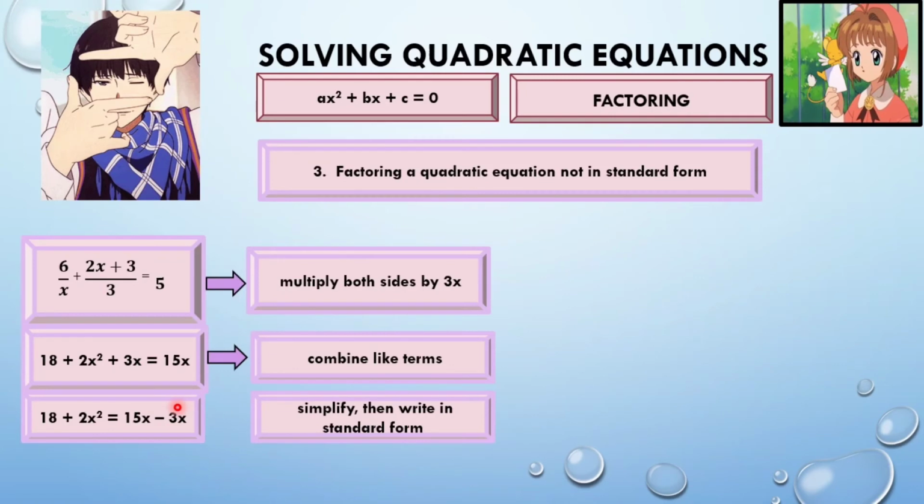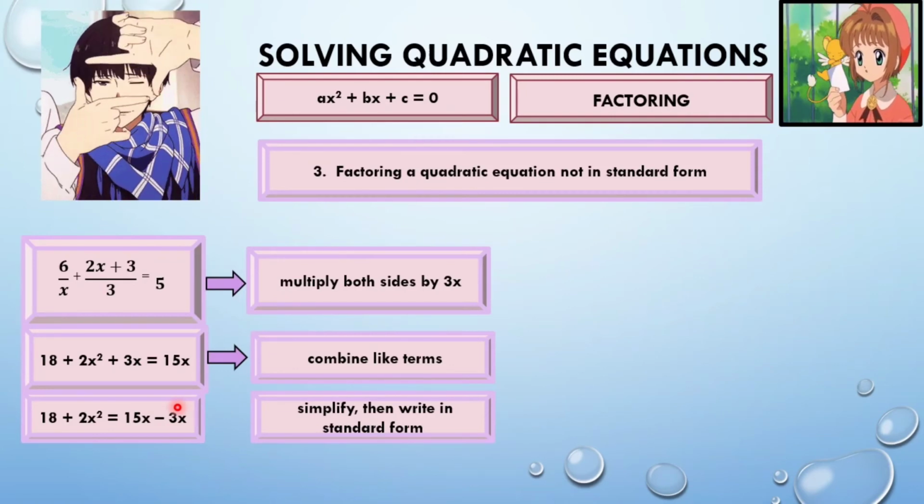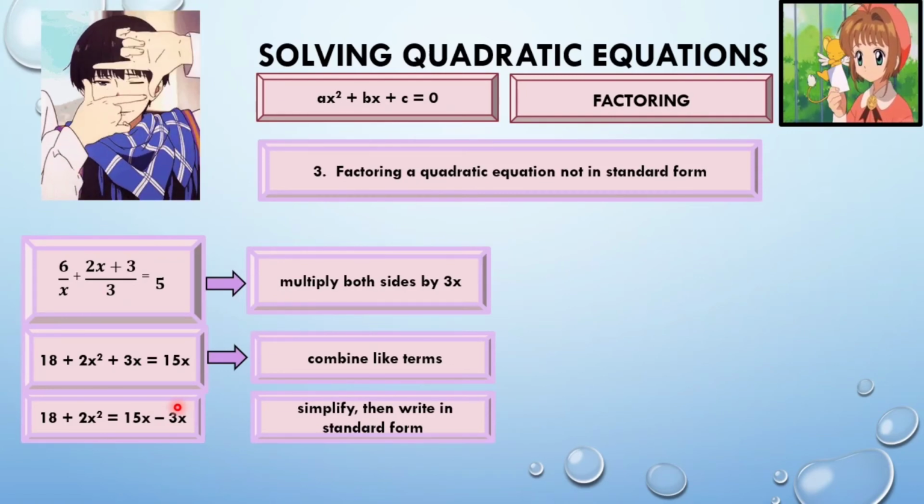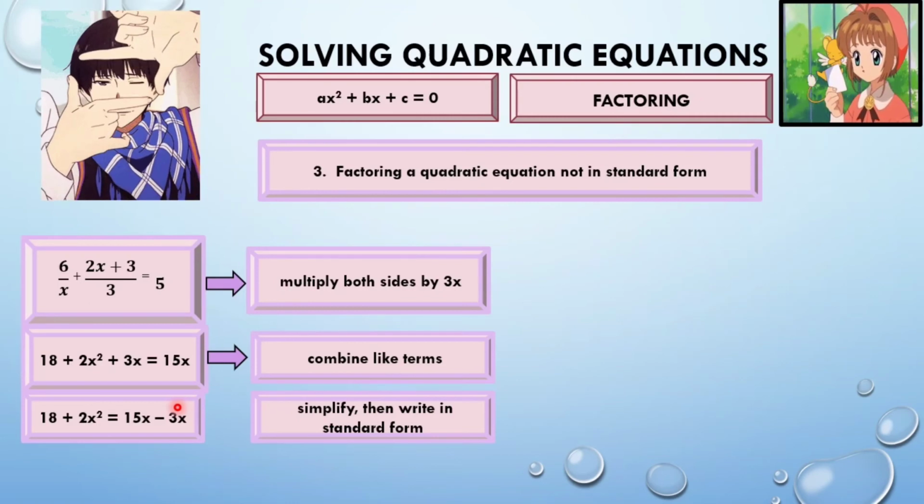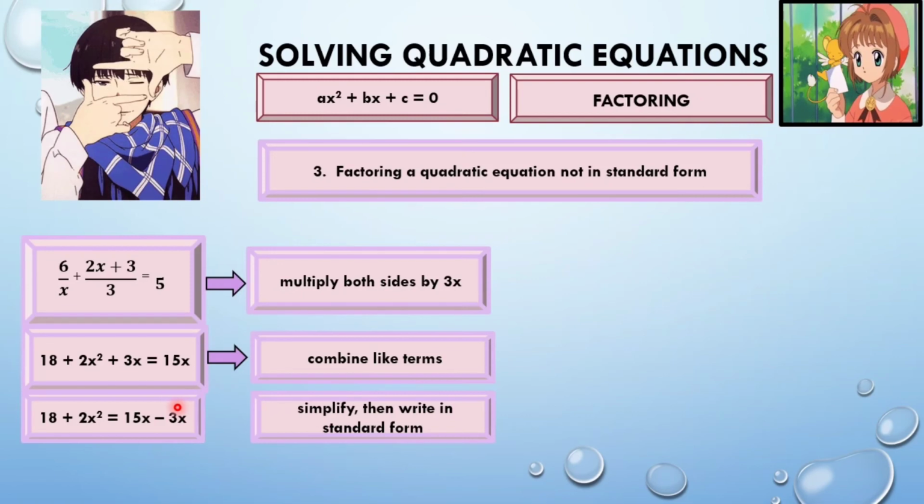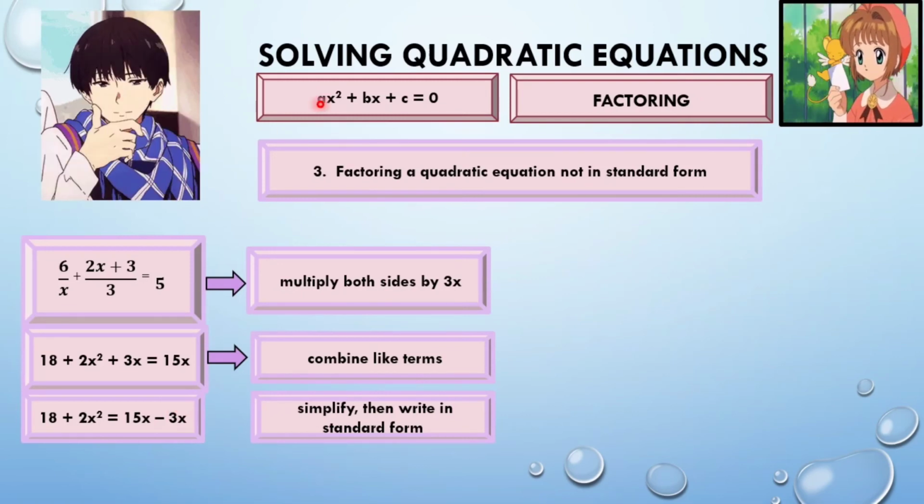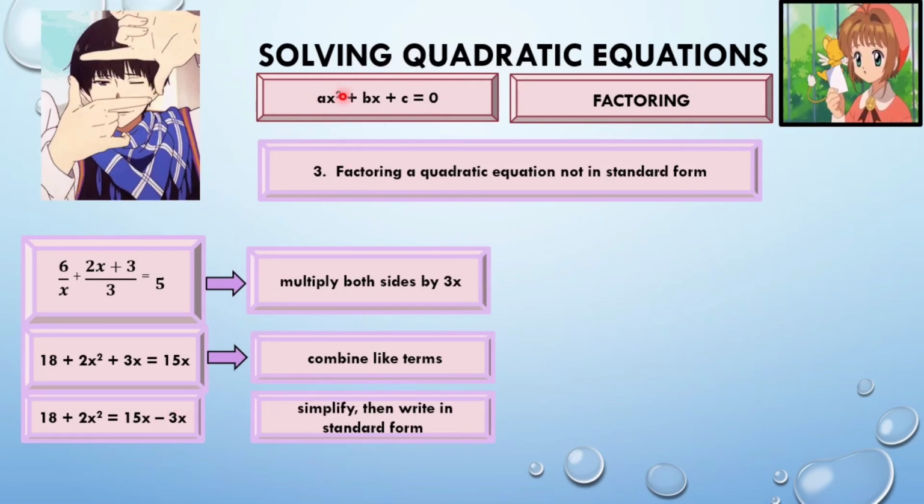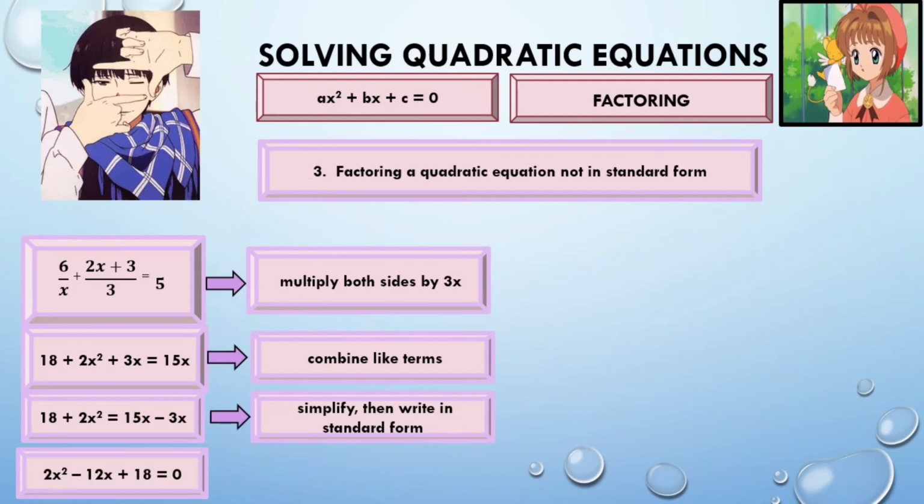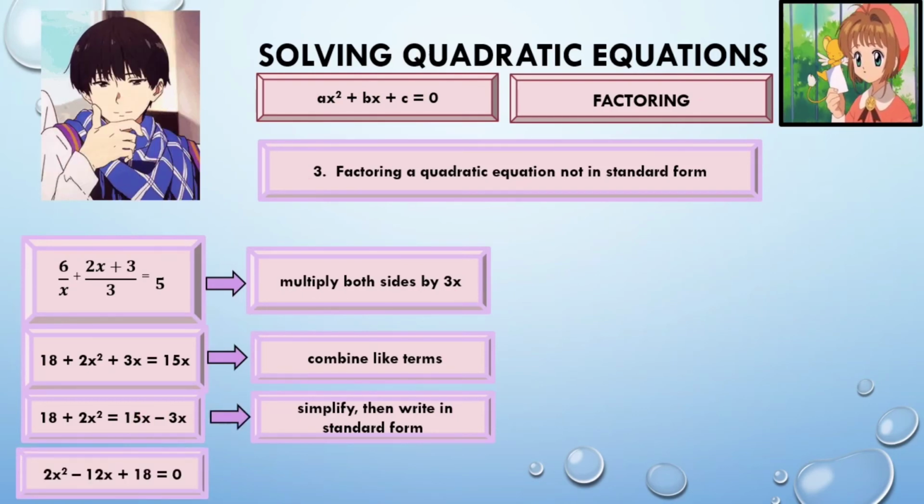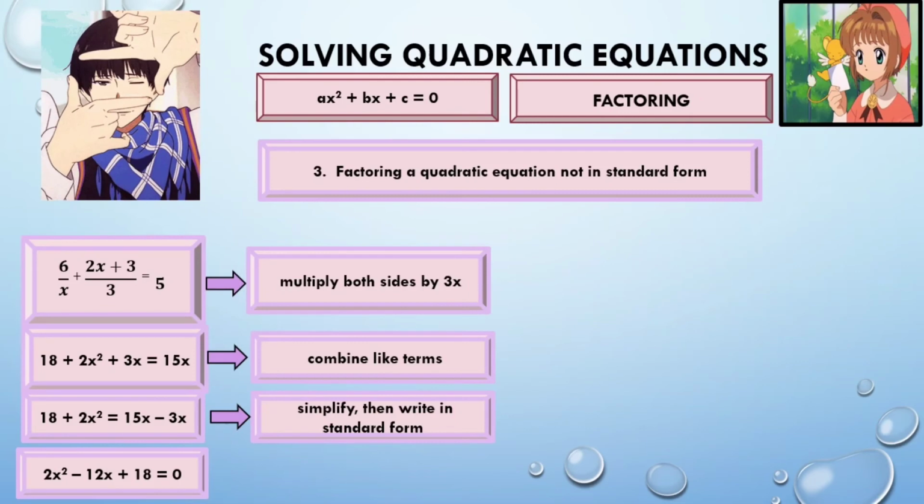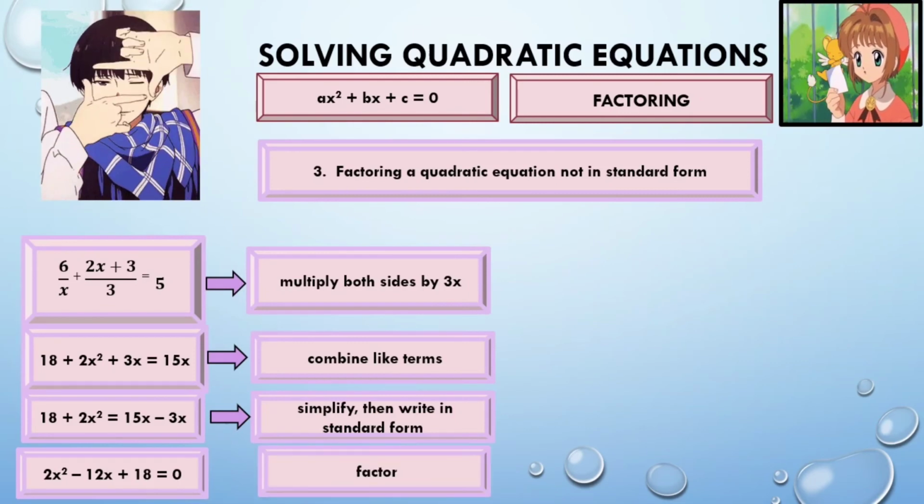So let's continue. Just simplify and then write in standard form, because the first thing to do in order to solve a quadratic equation is to write it. Always write your equation in standard form, and as I have told you, this is the standard form of a quadratic equation. Then after simplifying and combining like terms, you just factor.